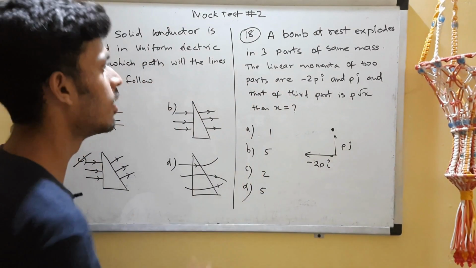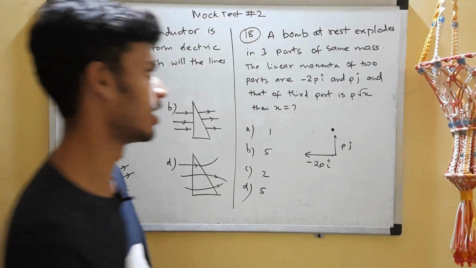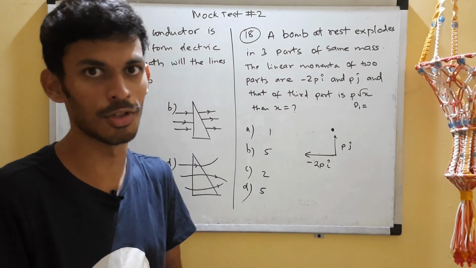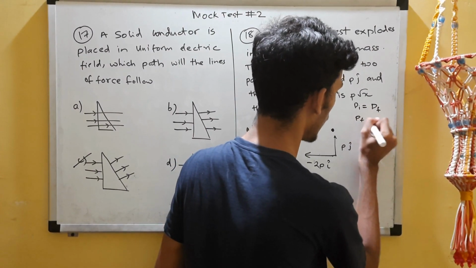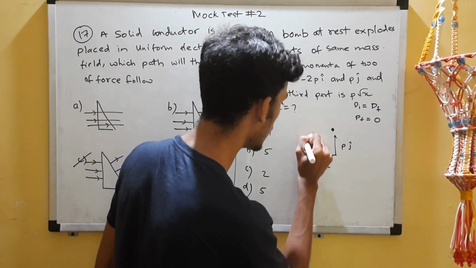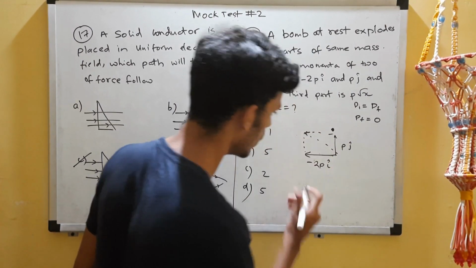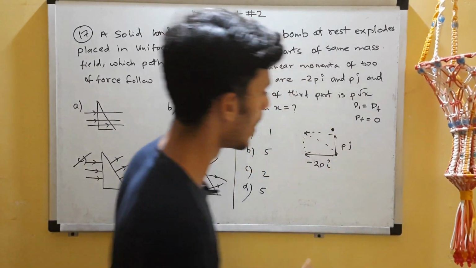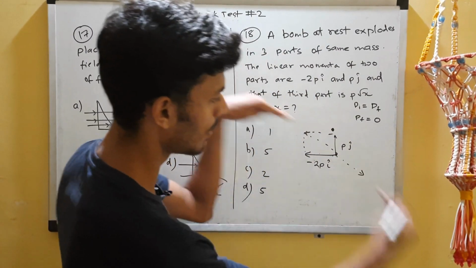Now the third one. The bomb was at rest initially, and the forces were internal, right? The explosion is due to internal forces. There was no external force, so the momentum should be conserved. That means final momentum should be 0. The resultant momentum of these 2 will be cancelled by the third part. We have the resultant momentum of these 2 in this direction by parallelogram law, so the momentum of the third part will be along this direction, so that it cancels this momentum.